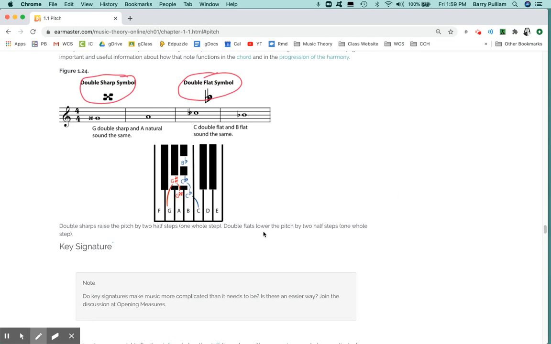So, double flats and sharps, I didn't explain that very well. Double sharp means you raise the note two half steps, in other words, one whole step. Double flat means you lower it two half steps, in other words, lower it one whole step. They aren't used very often. Usually they're used to flat or sharp a note that is already flatted or sharped.